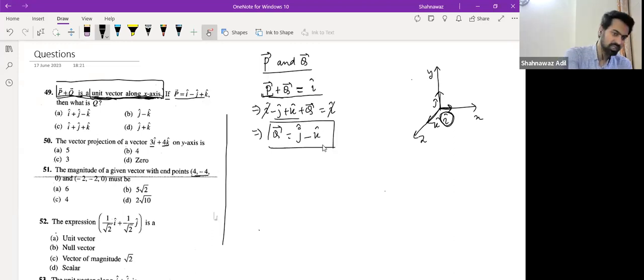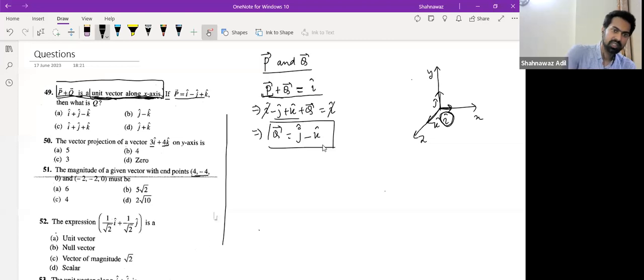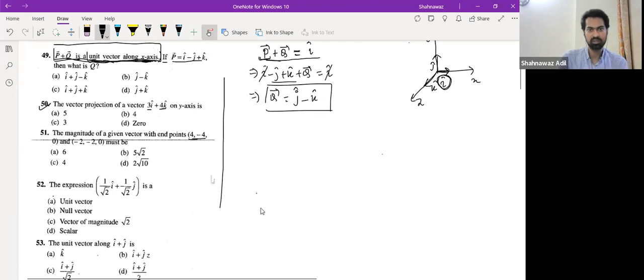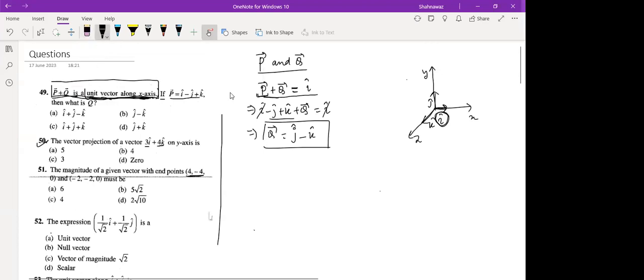So any doubt in this problem? No, sir. Okay, so we will skip this question. The magnitude of a given vector with n terms. Yeah, this question is important. Did you guys note down this problem? One second, sir, I'll write it down. Yeah, please.